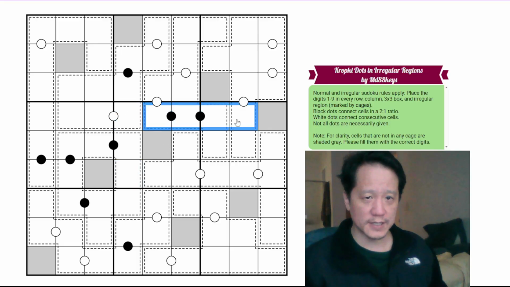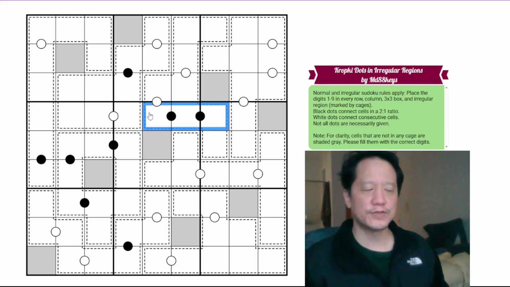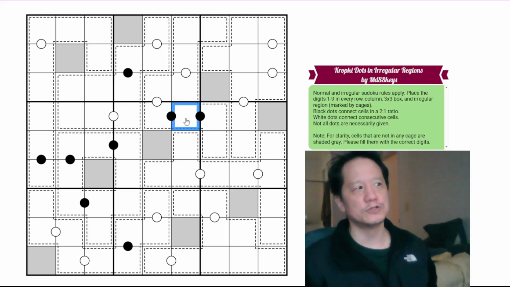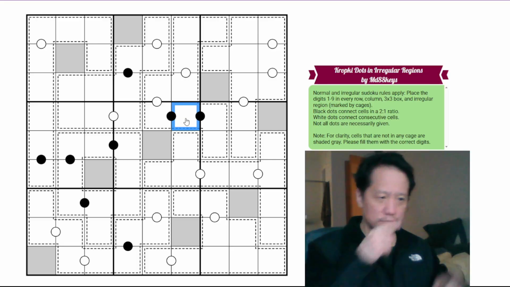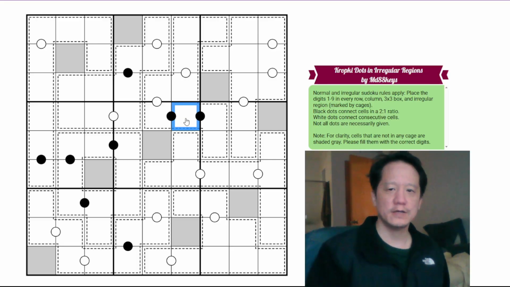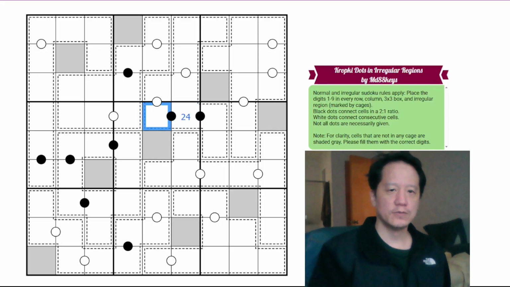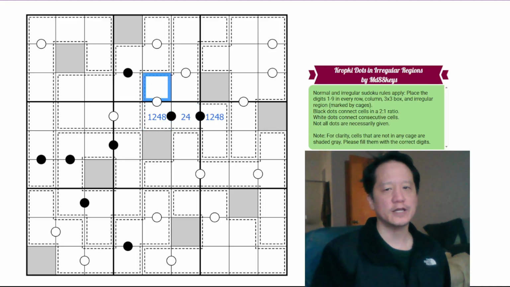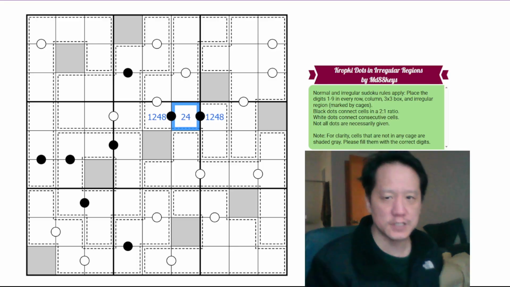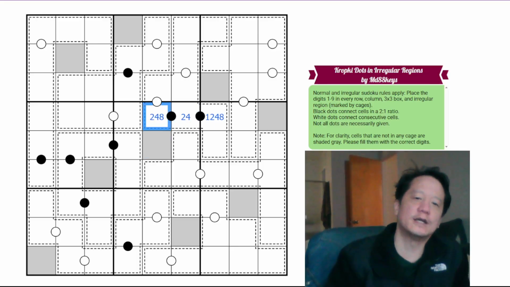Okay, we have a set of 3 cells, one of which is in a 1-to-2 ratio with the other 2, and they are both unique. So this must be 2 or 4, which can be next to 1, 2, 4, 8. If this were 1, that doesn't work because that would force this to be 2 and this to be 2. But again, we have to have unique digits in each of the cages. So this cannot be 1.